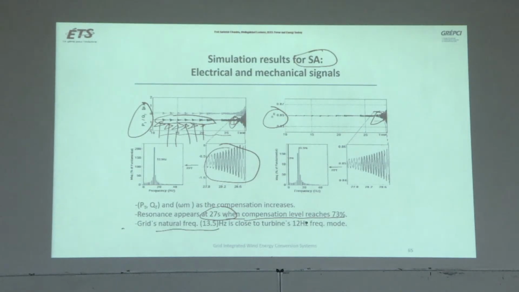Grid natural frequency was 13.5 Hz and turbine natural frequency was 12 Hz. So 12 Hz was very close to 13.5 Hz, and because of that, exchange of energy was taking place between the transmission grid and the mechanical oscillation. That's why this is subsynchronous resonance. He could notice this thing.